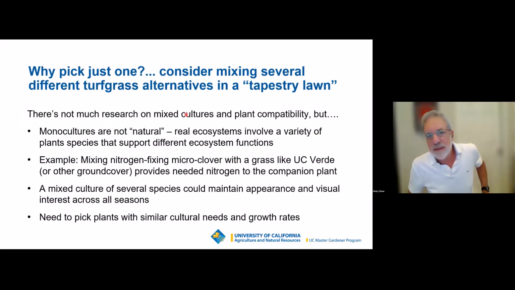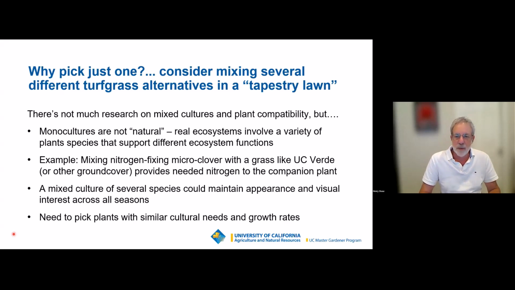You can consider mixing several of these alternatives in sort of a tapestry lawn. We know that monocultures aren't natural. Real ecosystems involve a variety of plant species that support different functions in the ecosystem. So, why not do that with your lawn alternative? For instance, you could mix nitrogen-fixing clover with a grass like UC Verde, or you could mix it with herbaceous plants like thyme and rosemary and yarrow to provide needed nitrogen to companion plants.